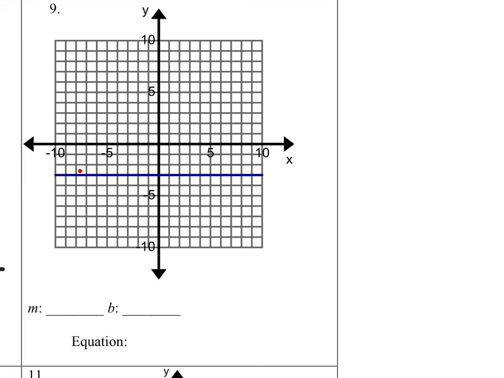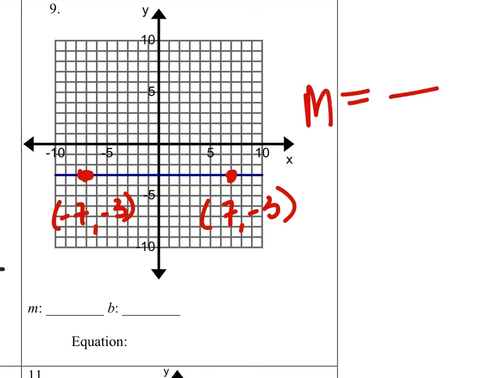All right, what about number 9? So again, we need 2 points to use. I got this one. Let's see if I can do this one right. I got (-7, -3). And then let's use this point. We'll just use its opposite. That is at (7, -3). Well, for this one, for slope, which should be a fraction, what's my rise on this? 0. It didn't rise at all. What's my run? I got 14.